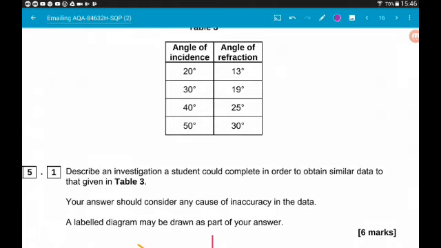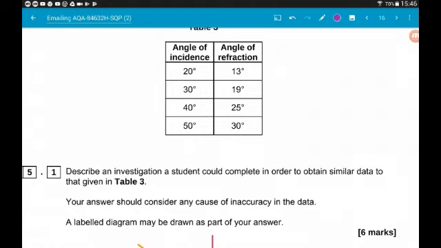So, angle of incidence is the angle at which a light beam hits the normal to a surface. Now, a normal is a straight line at 90 degrees to a surface, so it's perpendicular. An angle of refraction is then the angle between the normal and the refracted ray once it's passed through the surface. So we want to think about an investigation then where we could investigate this.